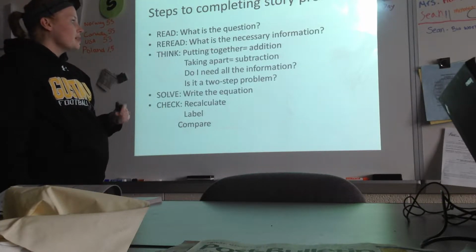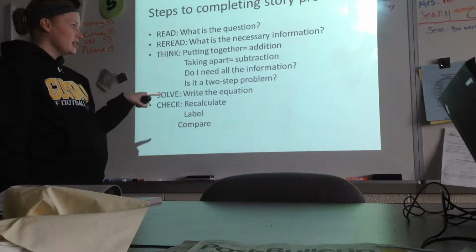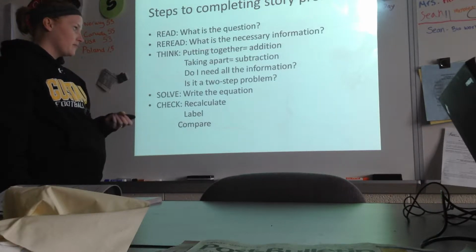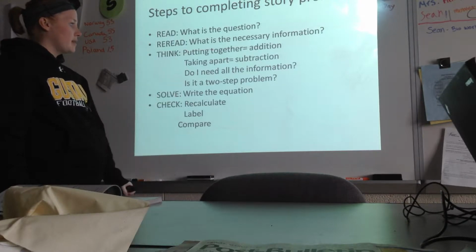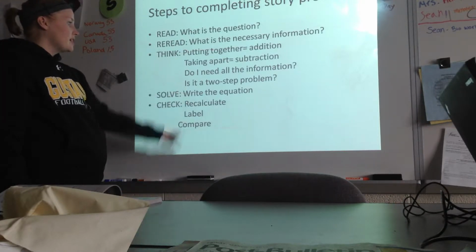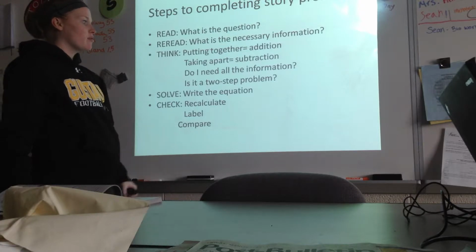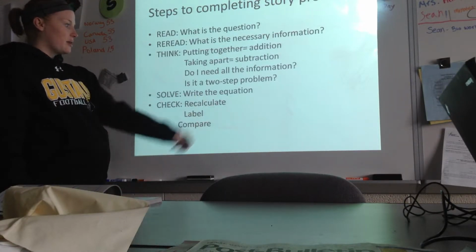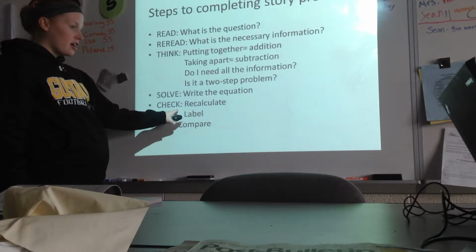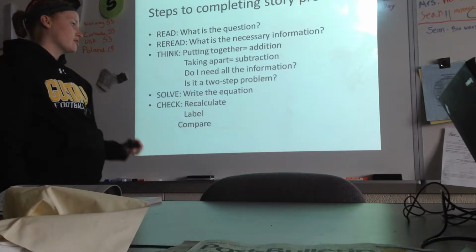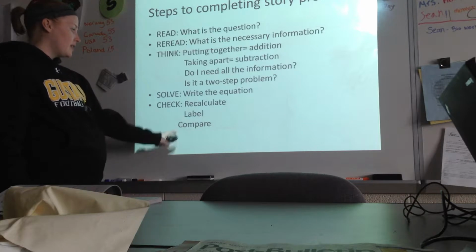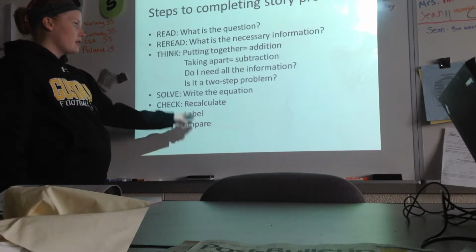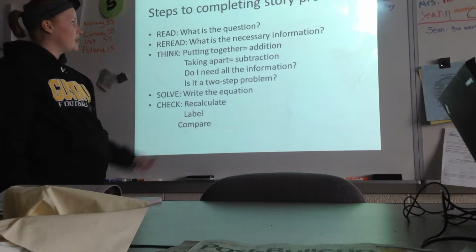Think. So we have to think to ourselves, are we putting together, which would mean addition, or taking apart, subtraction? Do I need all the information? Is it a two-step problem? So is it going to take me more than one step to complete this problem? Then we're going to solve and write out the equation. We're going to check ourselves, recalculate to make sure that we are right. We're going to label and then compare with our partners. Labeling is very important because many people forget that step at the very end.